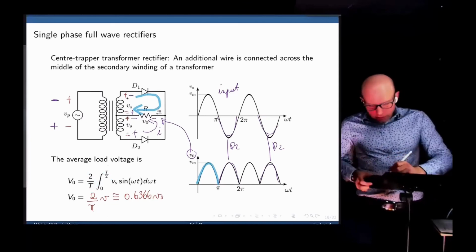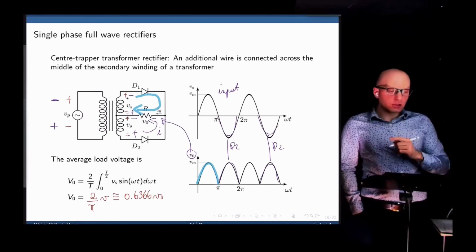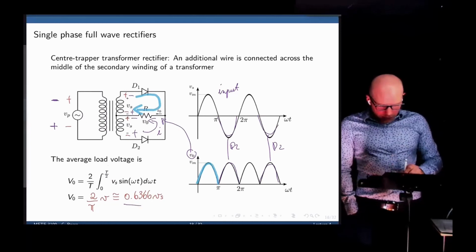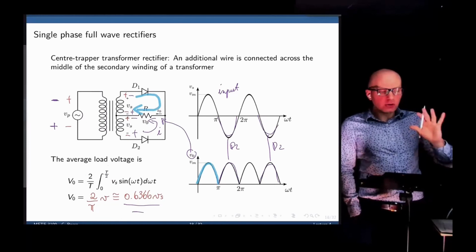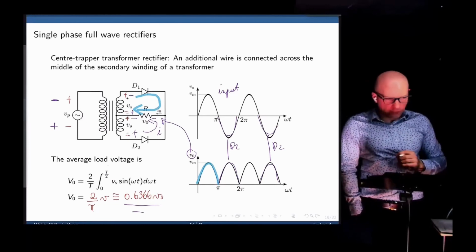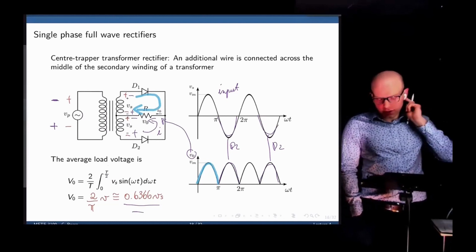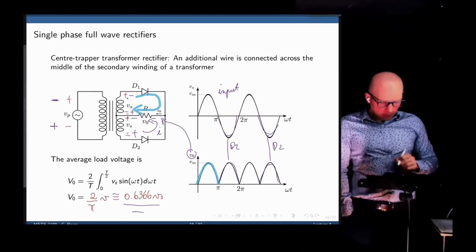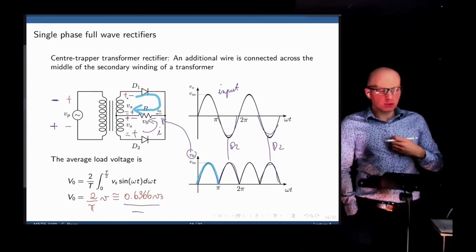This now gives, if you solve this equation simply, 2 over pi times the input voltage, which is 0.6366 for a fully rectified waveform. So 2 over pi times the input voltage. That's the average voltage across the load. Okay, 0.6366 Vs in the input. And by Vs, I mean the peak voltage in the transformer input, not the RMS.